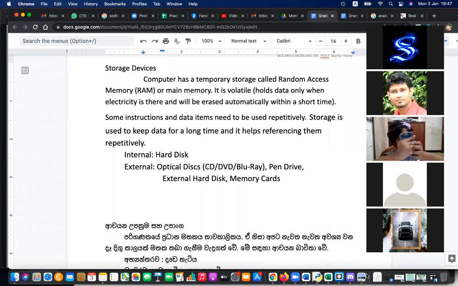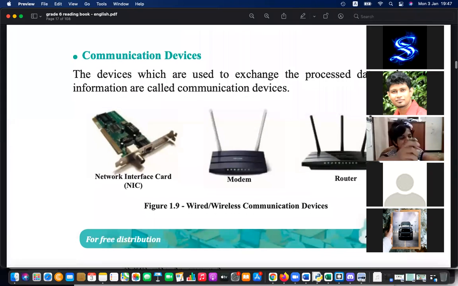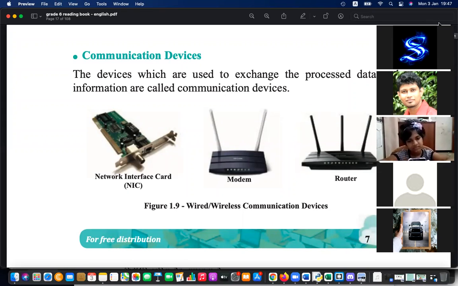Okay, the next thing that we are going to learn is communication devices. Okay, that is also very important. These communication devices, why do we need that? Because if we want to connect our computer to some other computer in the network or internet, then you need this. So there are 3 mentioned in your book: network interface, modem, and router.